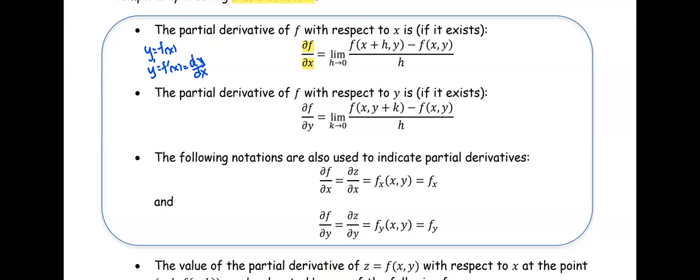For a function of two variables, it's similar to dy by dx, but the d is curvy, turned back to the front, instead of the straight d. So the partial of f with respect to x, by the definition, is the limit of f of x plus h, y, minus f of x, y, all divided by h.